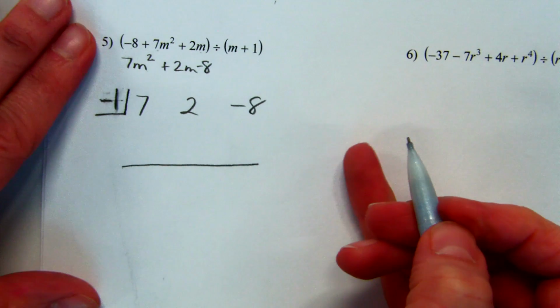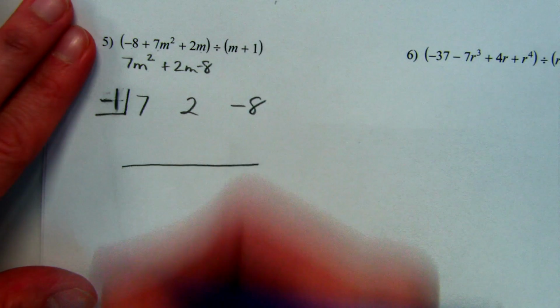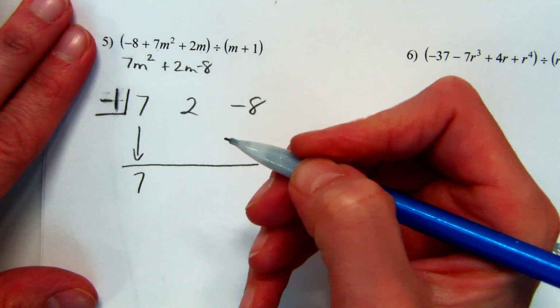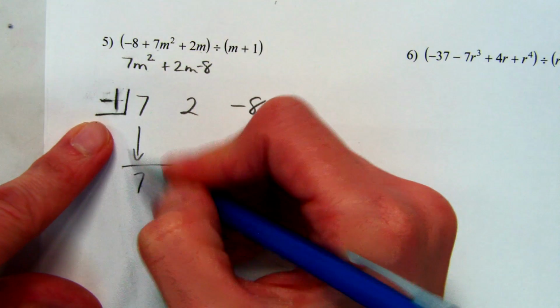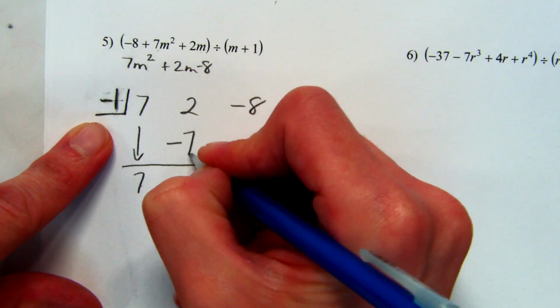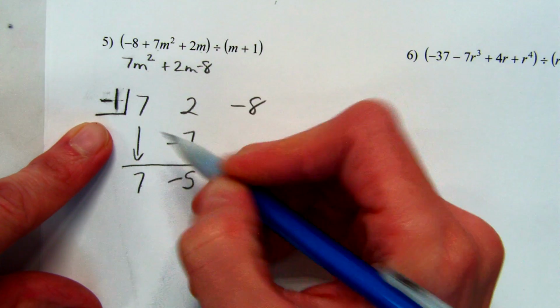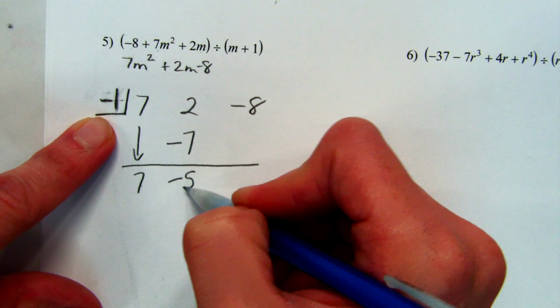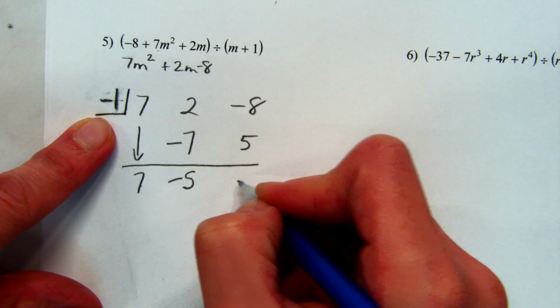All right, so talk me through this, guys. What would be the first step? Bring down 7. Bring down the 7, then what? Then multiply by negative 1. Multiply by negative 1, so negative 7, put it over here, negative 5. Negative 5 times negative 1 is positive 5, and we get negative 3.